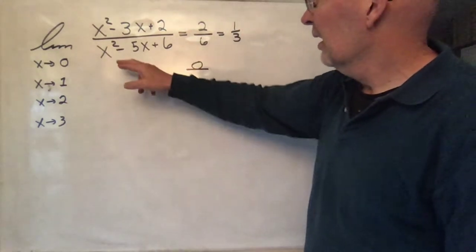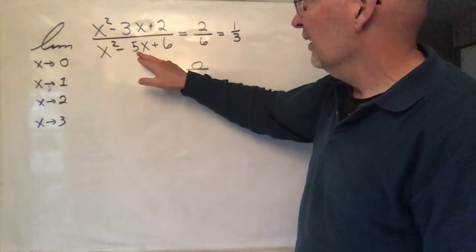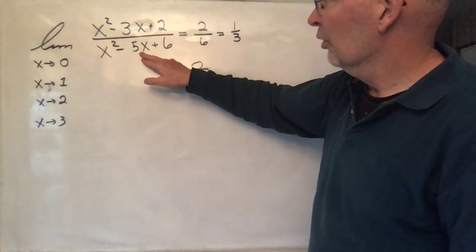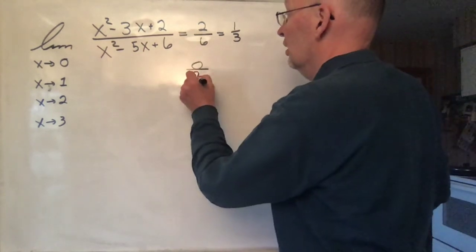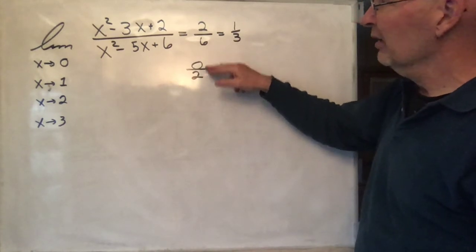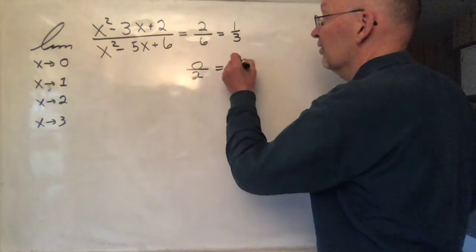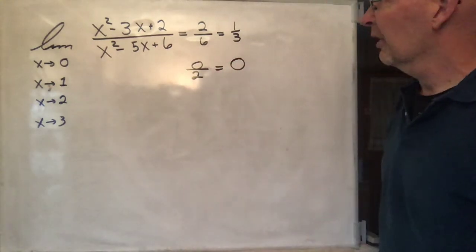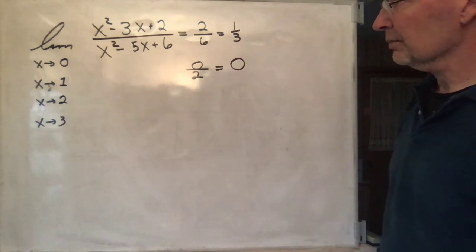And on the bottom, we're going to get 1 minus 5 is negative 4, plus 6 is 2. Well, that's easy. There's no problem at all with 0 being in the numerator. 0 over 2 is equal to 0. So that is just 0. So no problem at all there. Okay, so those two are fine.